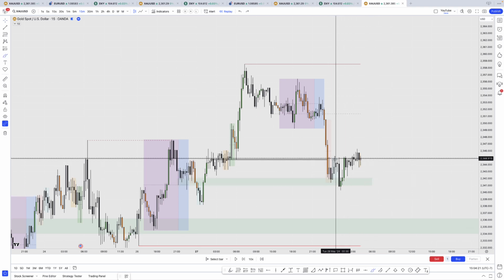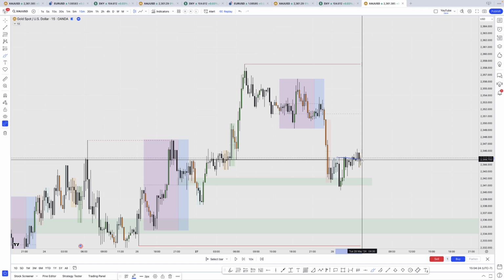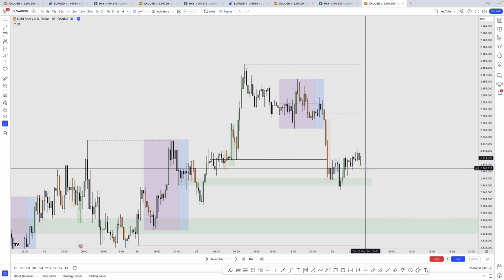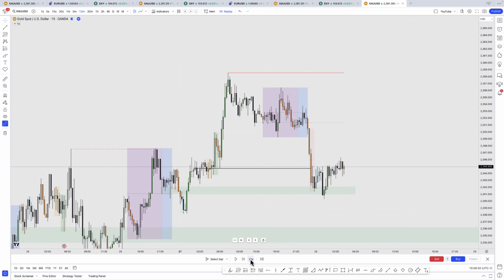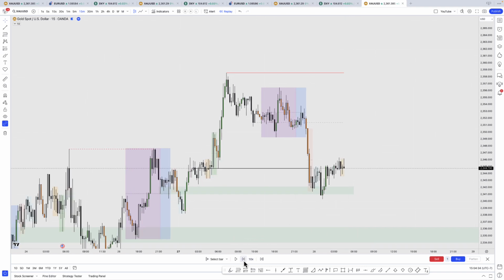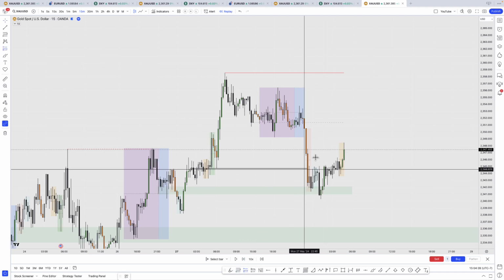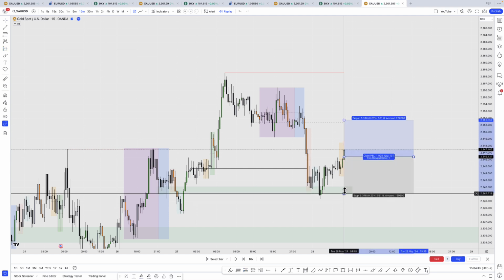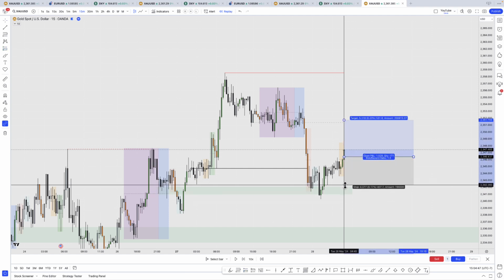So had I been awake and traded London, this would have been my entry. That wasn't an option for me, so I don't get to the chart till around 4:30, 4:45, sometimes even 5 in the morning. So I got to the chart around here, and I think a third of this candle was developed or something. So I just took this, I believe I covered somewhere around 40, 45 pips or something.